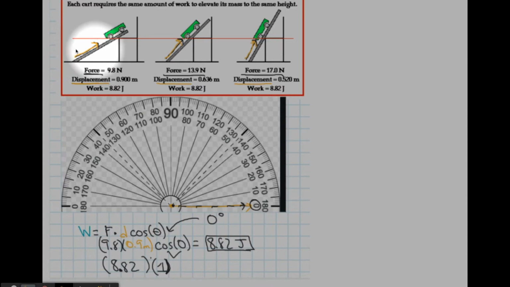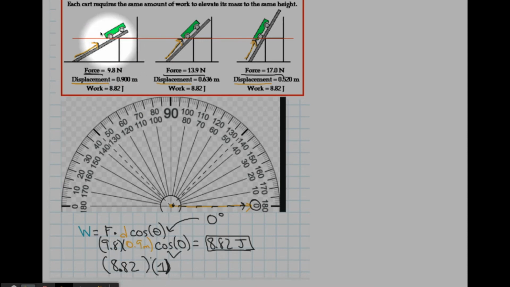If I look at the force and displacement here, they're stacked on top of each other. They're parallel. Notice these arrows are right on top of each other, because the direction you're going and the force you're applying, you're pulling it up, is going to be the same. So that's going to be 0 degrees if I measure with a protractor, right? So 0. I did the first problem here, 9.8 times 0.9.